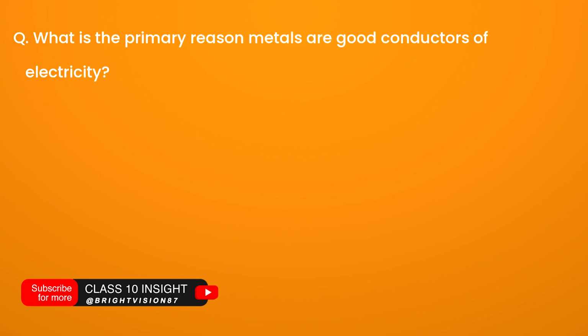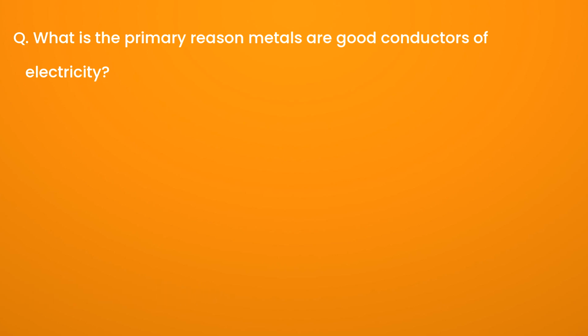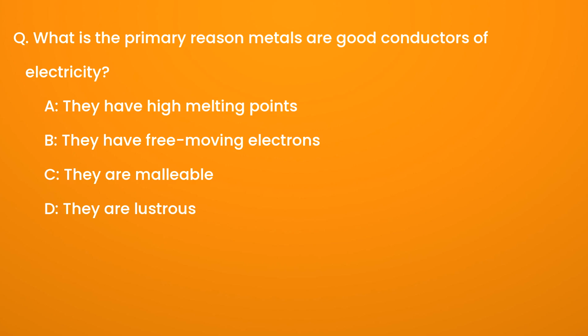Question: what is the primary reason metals are good conductors of electricity? Option A. They have high melting points. Option B. They have free-moving electrons. Option C. They are malleable. Option D. They are lustrous. You have 5 seconds to answer the question.